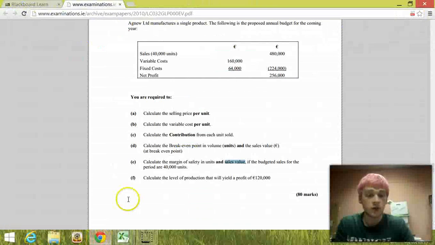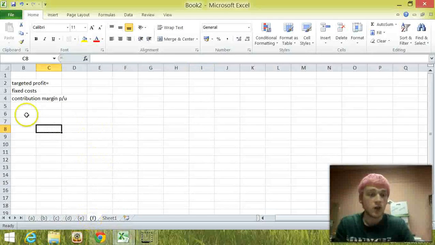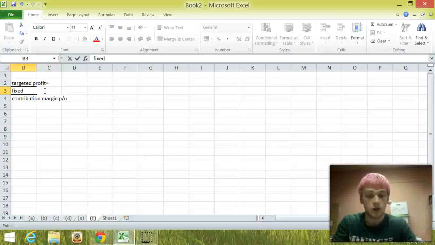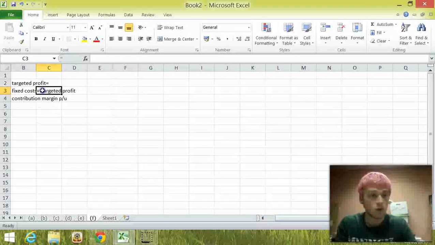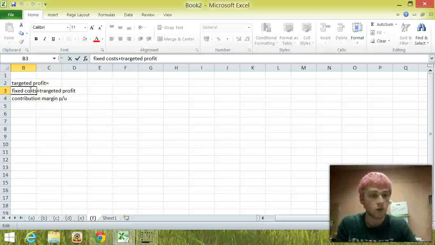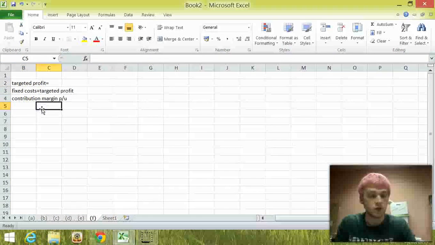So we'll go to the final part of the question now. Part F, calculate the level of production that will yield a profit of 120,000. Basically, yield a profit means make a profit. So going into the question, we have another formula for this, which is the targeted profit: the fixed costs plus the targeted profit, all over the contribution margin per unit.